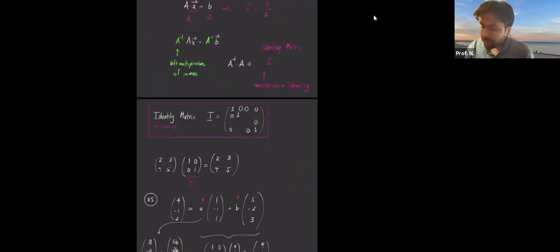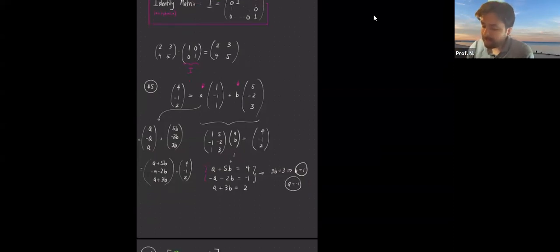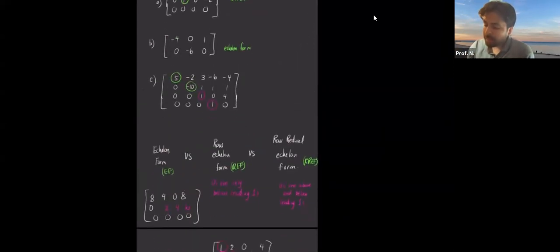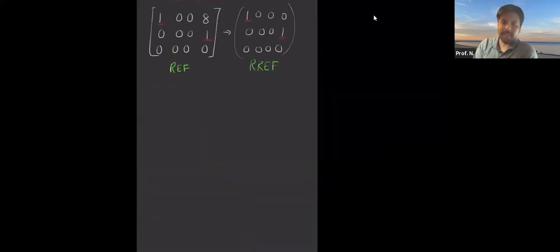And then we talked about the identity matrix. It's just a matrix with ones on the diagonal and zeros everywhere else. That was the extent of what we went over last time, was it two weeks ago that we were together?